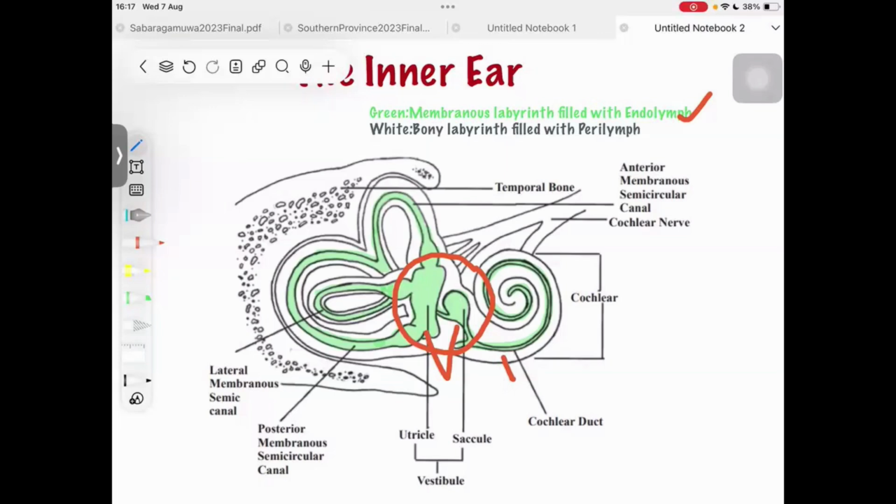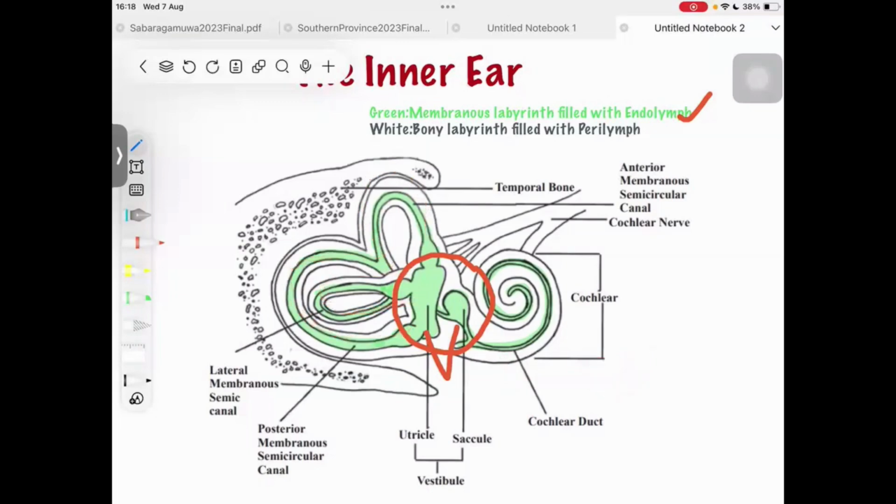Then let's talk about the semicircular canals. As you can see, there are three tubes. See, this is one tube, this is another tube, and this is another tube. So there are three tubes and they are arranged perpendicular to one another. That means at 90-degree angle, right? And also they occupy each of the three planes of space, right? Okay, let's move on to the cochlea.